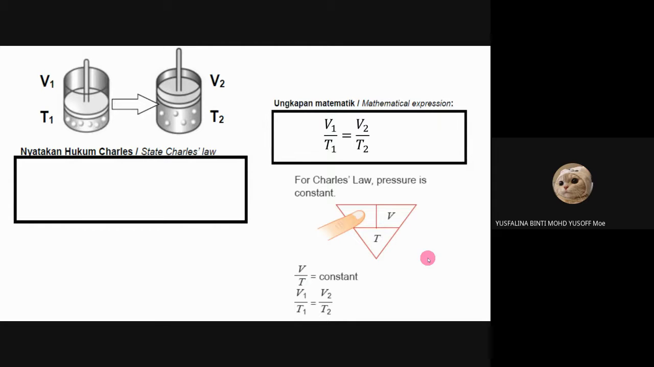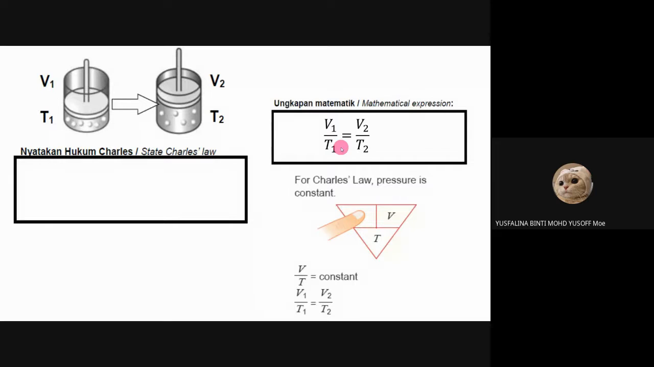Remember for Charles' law, and also the Pressure law that we learn after that, the temperature here must be in Kelvin. So let's say if the question gives you the answer in degrees Celsius, you have to change to Kelvin first before you use the formula, right? So here he asks you to state the Charles' law.